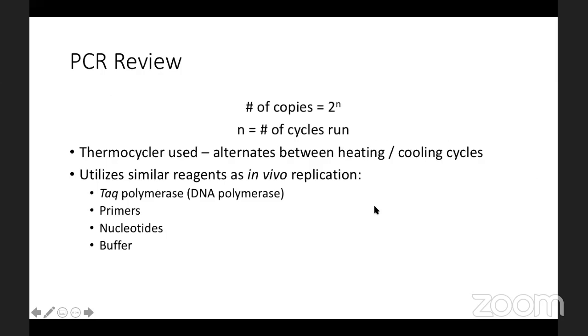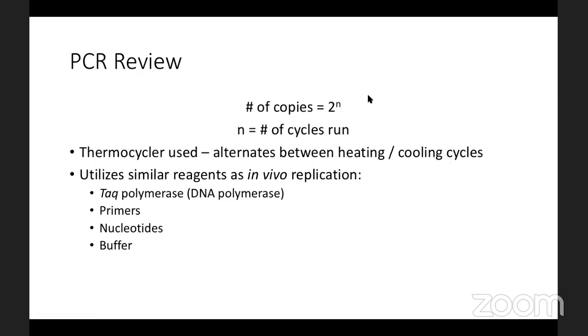How do we model this exponential growth? This is something that might show up, but just a quick review here. The number of copies of DNA that you would end up with is equal to 2 to the n power, where n is the number of cycles that you run. So this is something that you can control as the experiment designer.